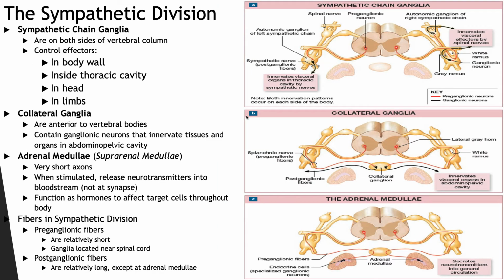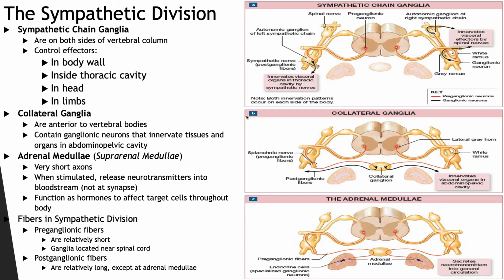1. The sympathetic chain ganglia. Sympathetic chain ganglia are also called paravertebral ganglia, and they lie on both sides of the vertebral column. Neurons in these ganglia control effectors in the body walls, inside the thoracic cavity, and in the head and limbs. 2. The collateral ganglia, also known as the prevertebral ganglia, and they're anterior to the vertebral bodies. Collateral ganglia contain ganglionic neurons that innervate tissues and organs in the abdominopelvic cavity. And 3. The adrenal medullae.